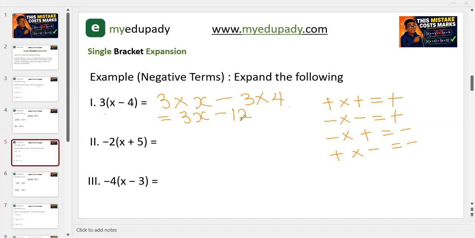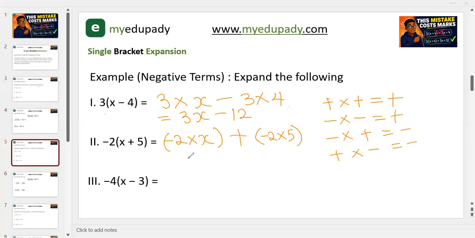All right, so let's take a look at the second example. We have minus 2 into bracket x add 5. So how do we do it? We are using the same idea. So we have minus 2 multiplied by x. You may want to put this inside a bracket, and add, then you take the minus 2, you put inside a bracket, minus 2 multiplied by 5. The essence of using a bracket is so that you don't get confused with your sign.